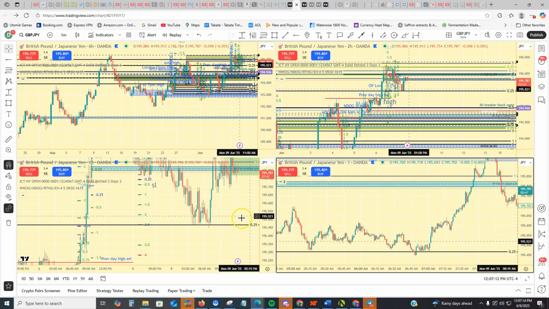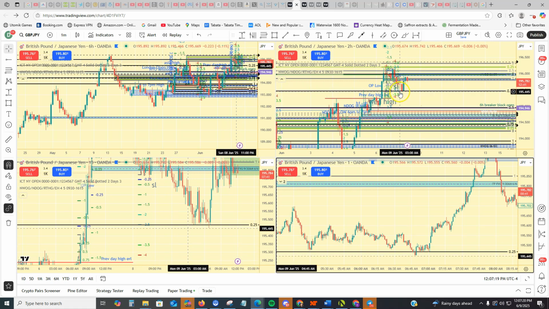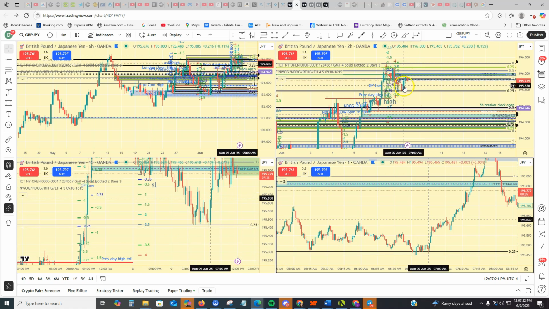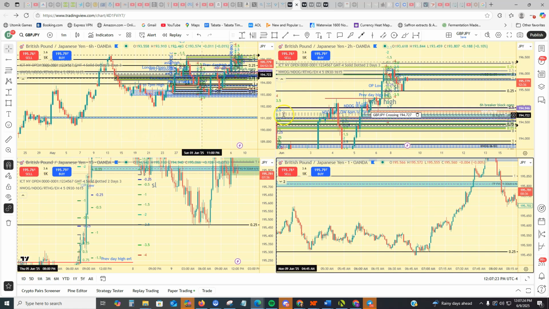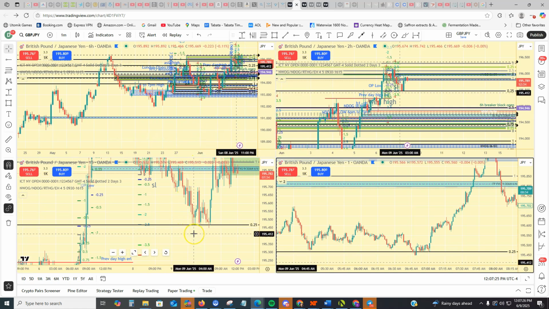Now this is the 15-minute here, the 2 hour over here. You can see it over here as well. You can see price strikes it, bang, and launches up. So we can come over here to the 15, and you can see how the price movement occurred right here.